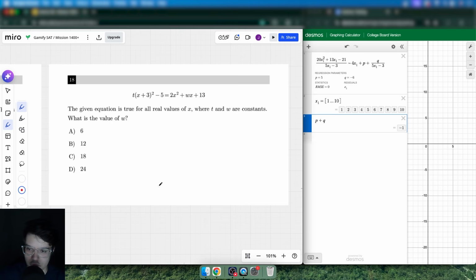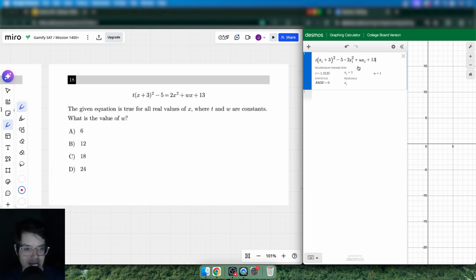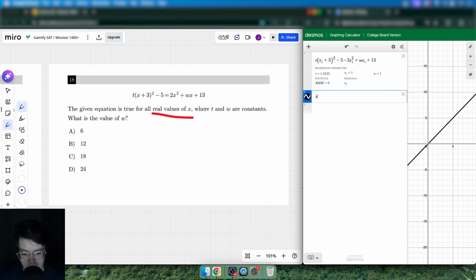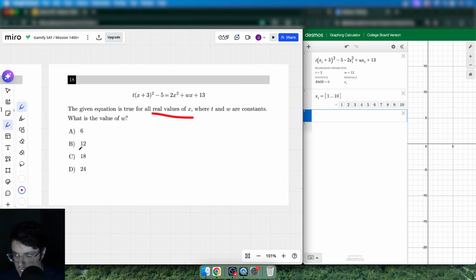In case you have not been doing so already, pause the video and try out this problem before you see how I do it, just to make sure that you're really good on this. So yeah, I just went ahead and already made it into regression form. So we have this whole thing here, get some numbers. It says for all real values of x. So I can just say here again, x1 equals 1 dot dot 10. We get all that there. T is equal to that, w is equal to that. The value of w here would be 12.